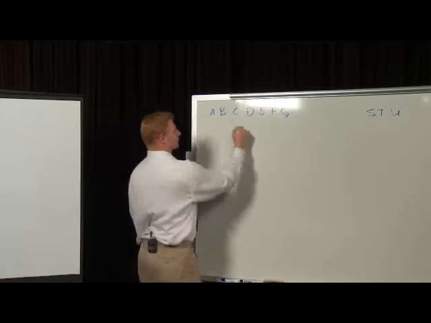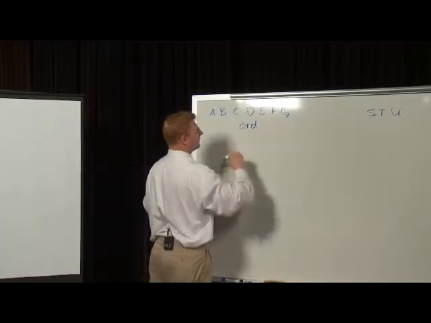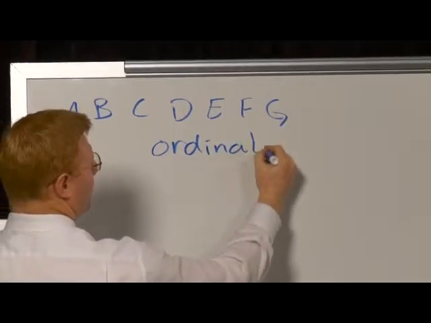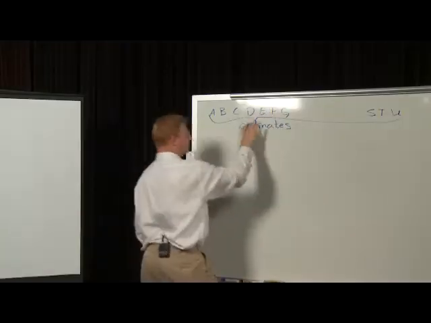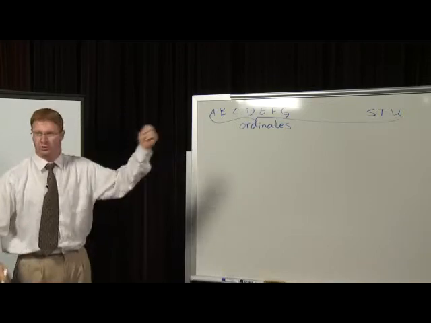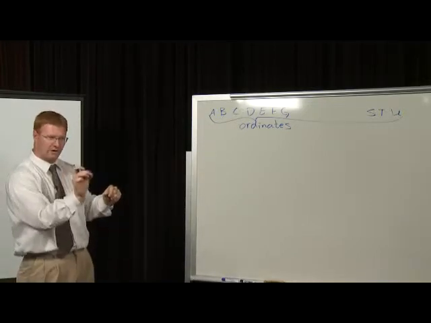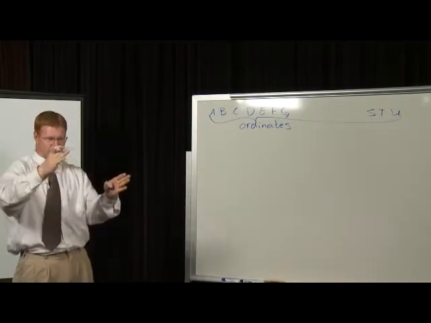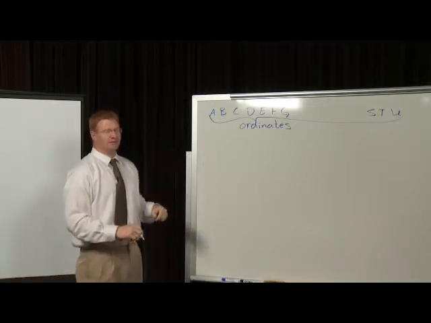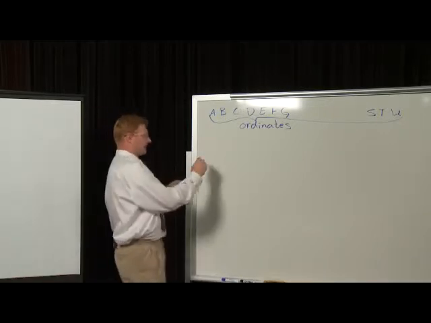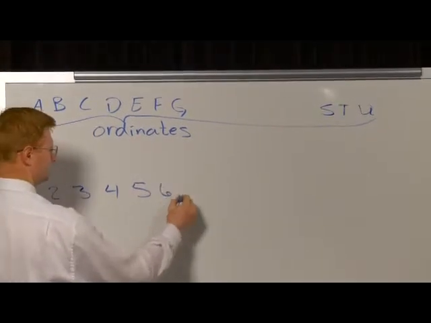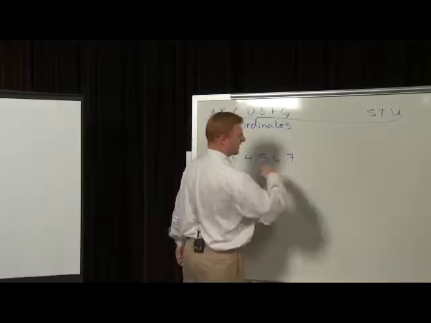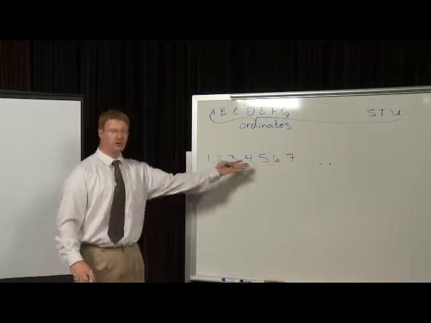Now, because there's a certain order, these are called ordinates. Okay? All those guys are called ordinates. They go in a certain order. You're able to find one of them because it's in a certain order between two others. Other famous ordinates that we have, and keep on going on those: the numbers, they're also ordinates.